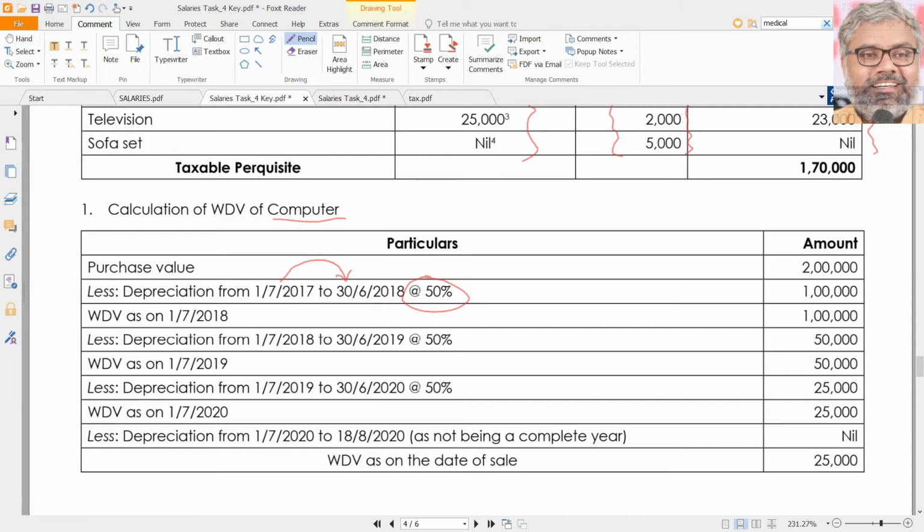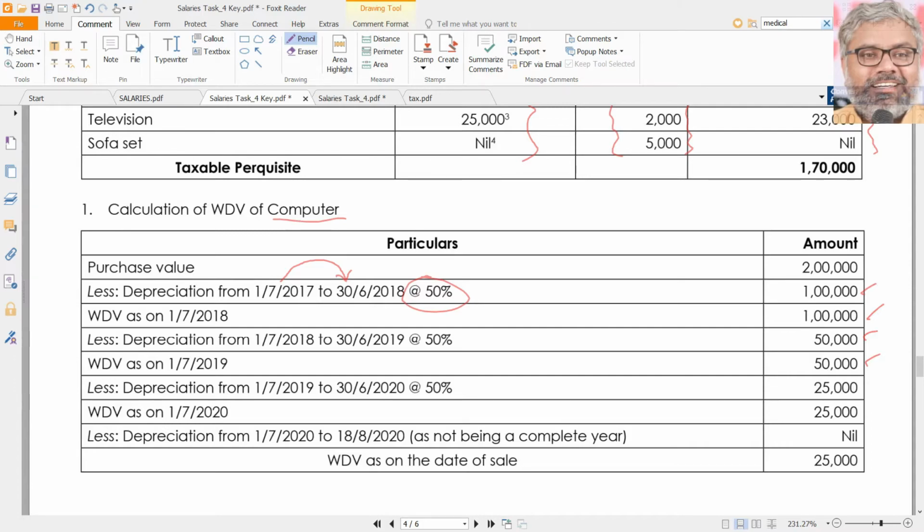Again, this is not a normal accounting depreciation. This is only and only for the purpose of this calculation. Other than that, it has no relevance anywhere else. Keep that in mind. So this depreciation will be from 1/7/2017 to the next year 30th June 2018, 50%. After that, WDV will be 1 lakh.